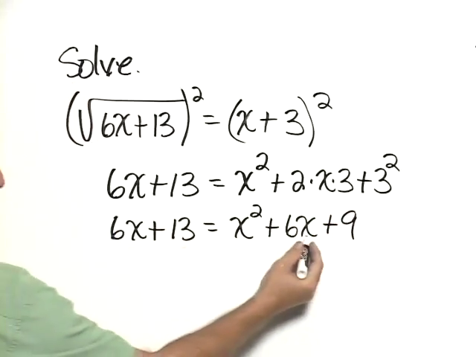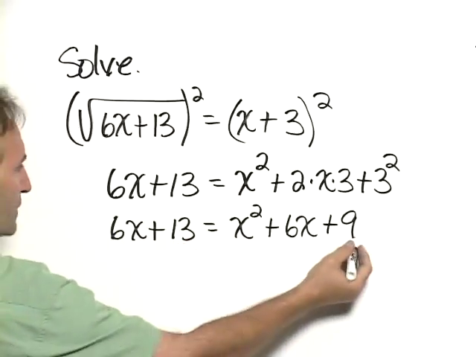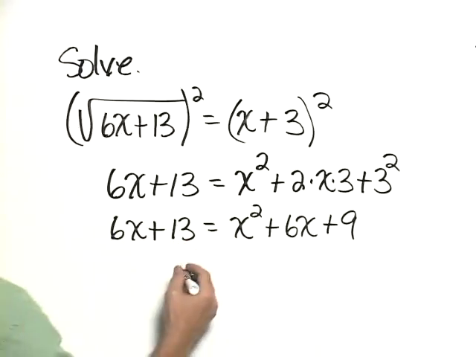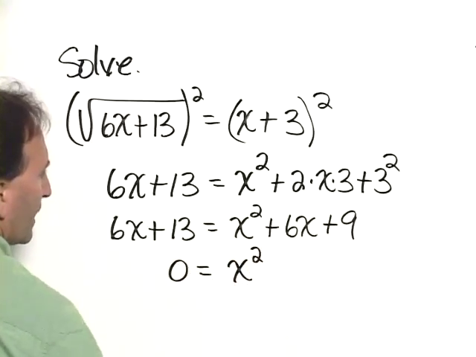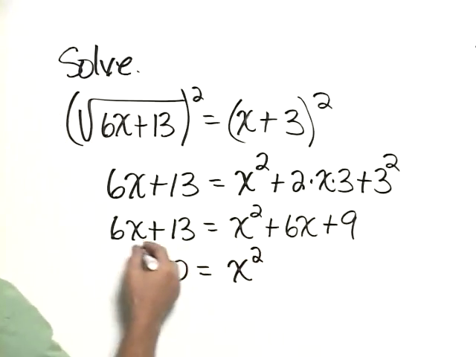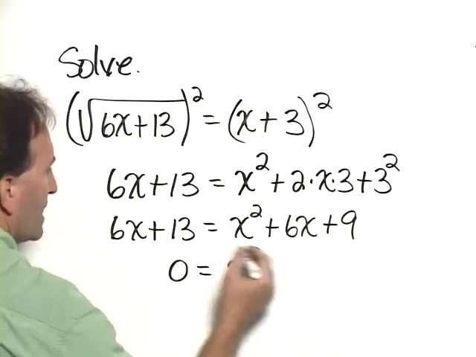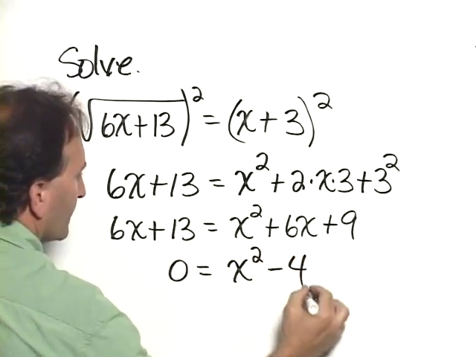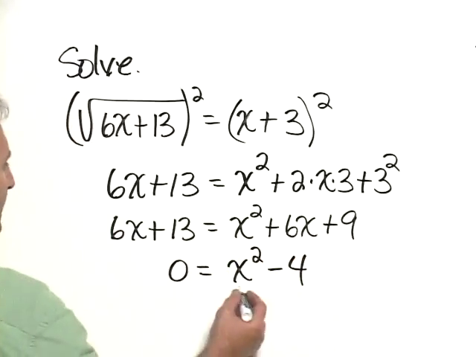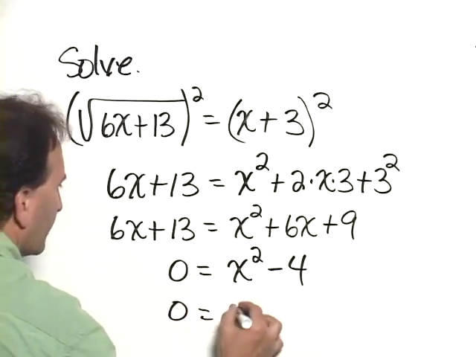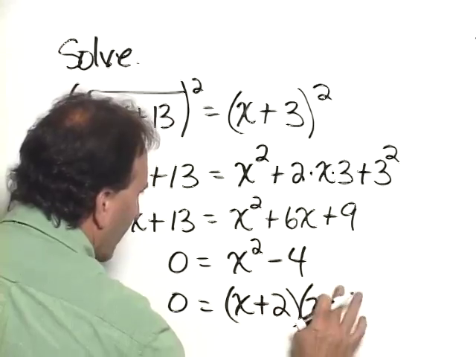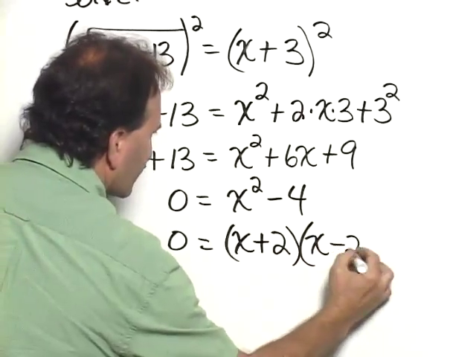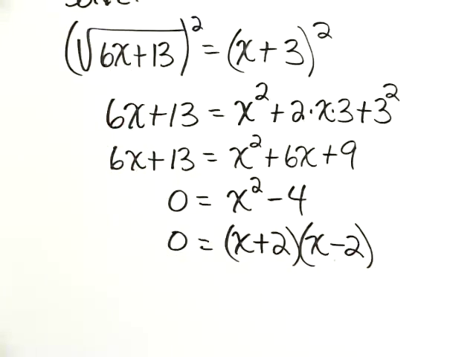Subtracting 6x from both sides and subtracting 13 from both sides, we have 0 equals x squared, and then 6x minus 6x is 0. 9 minus 13 is minus 4. We can factor the right-hand side. It's the product of a sum and difference, x plus 2 times x minus 2.